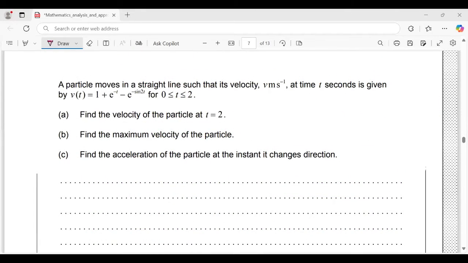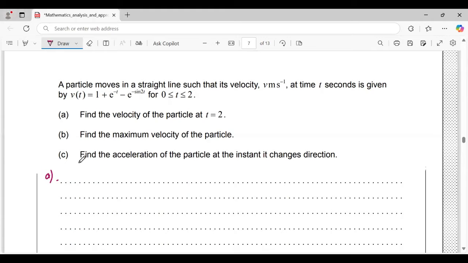A particle moves in a straight line such that its velocity v meter per second, this is the velocity unit, meter per second, at time t seconds is given by this function for t in the interval 0 to 2. Find the velocity of the particle at t equals 2. This is the function.